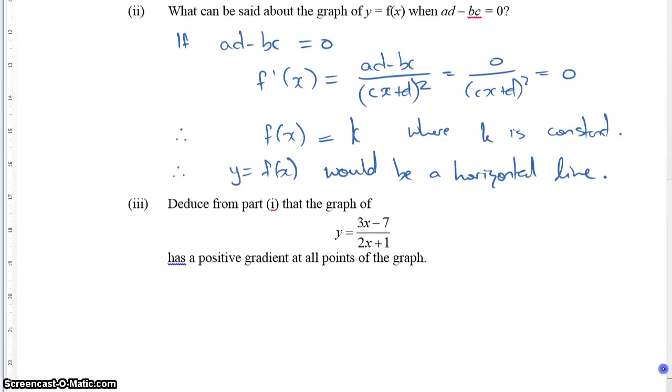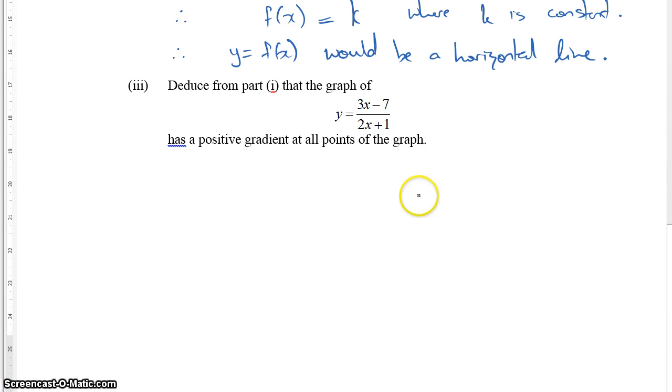What about the last part? Part 3. Deduce from part 1 that this graph has a positive gradient at all points on the graph. So again, we have to show a positive gradient at all points. How do we link the gradient to part 1? Well, the derivative is the gradient of the graph at that point.